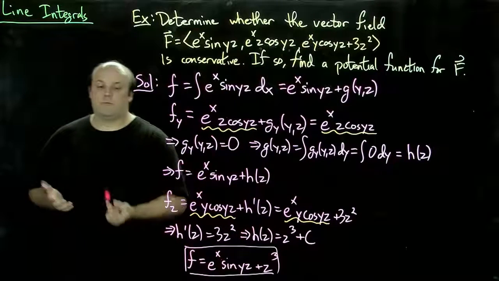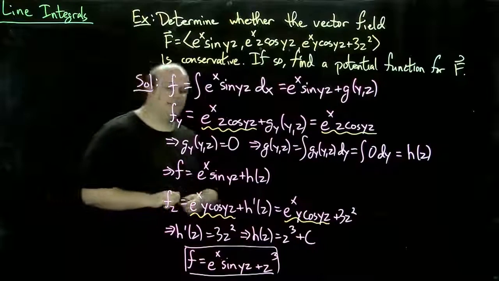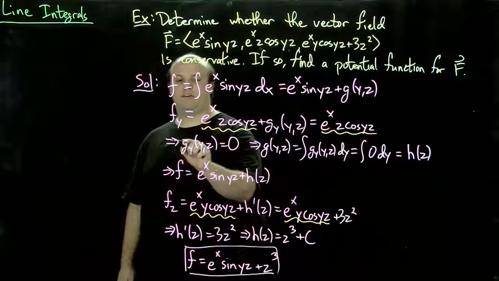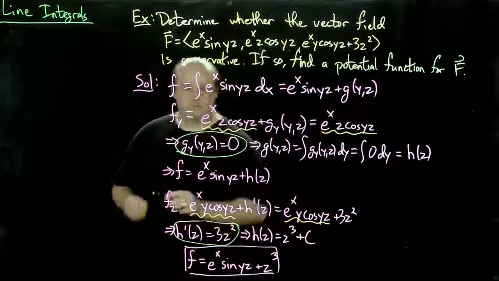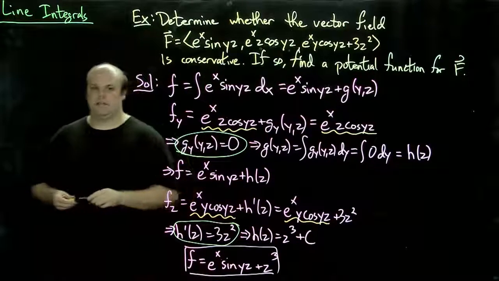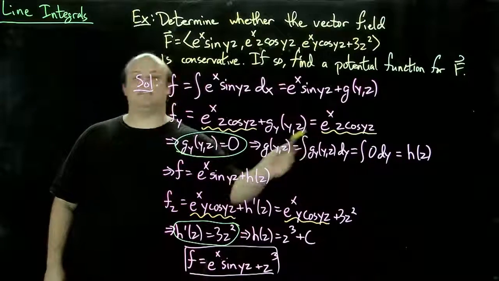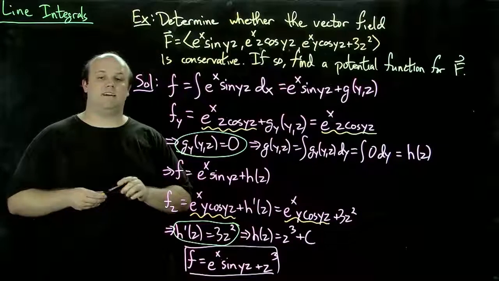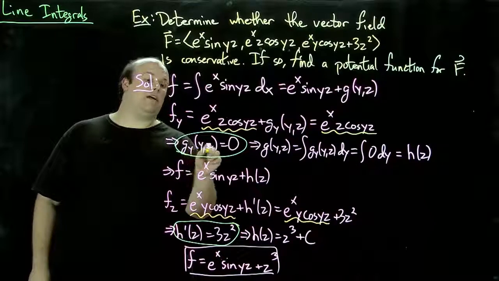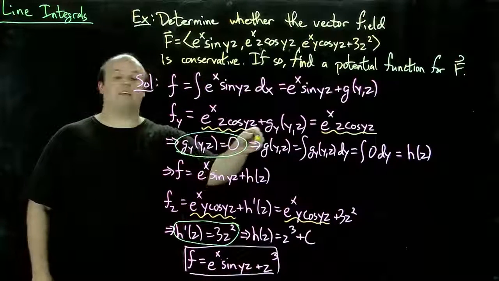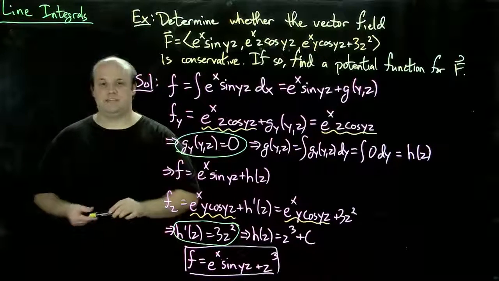So where would this have gone wrong if it weren't a conservative vector field? Well, the answer is it would have gone wrong here or here. What do I mean it would have gone wrong there? Well, after you get rid of, on this line, the things that are the same on both sides, if there are any, then you might end up with something like g sub y of yz equals something with an x in it. That would be bad because this shouldn't have any x's.